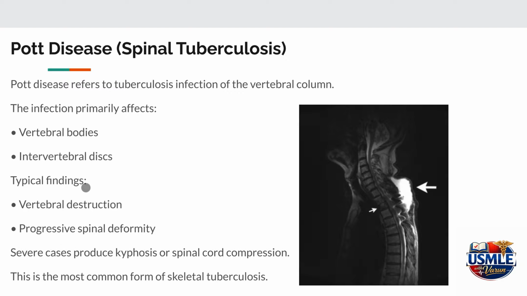This progressive destruction can eventually lead to spinal instability, deformities, and sometimes spinal cord compression also. A classic complication is the development of kyphosis, which results from collapse of the vertebral body. Whenever collapse of vertebral bodies occurs, what happens is kyphosis. Because Pott's disease is the most common form of skeletal tuberculosis, it is frequently tested in exams. So it is really important that we know about Pott's disease.